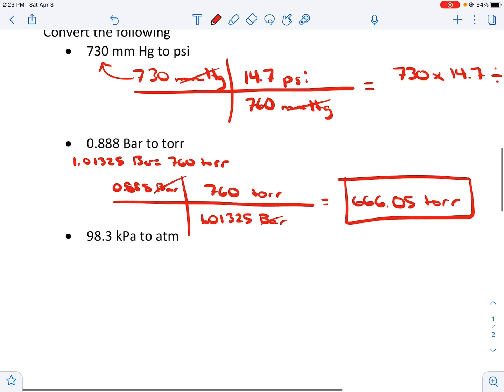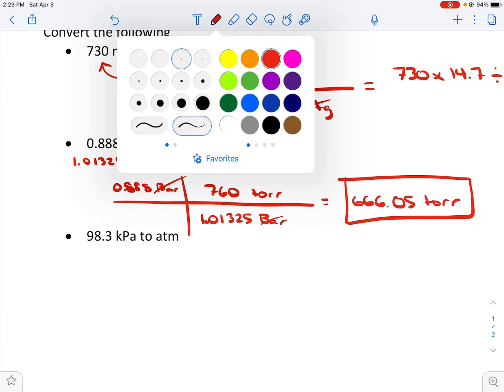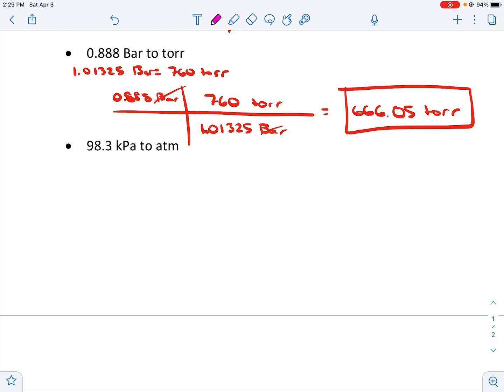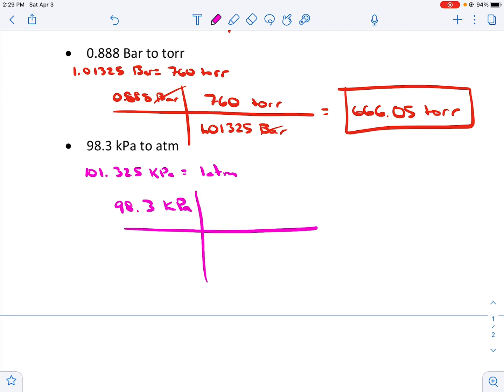All right, this last one I want you to try on your own. I'll give you a little chance and then I will slowly work it out. We're going from kPa to ATM. Just to get you started, 101.325 kPa is equal to 1 ATM. So on your T-chart, you're going to start with 98.3 kPa. We'll put 101.325 kPa on bottom and 1 ATM on top. kPa's will cancel, and you're ready to do your math.